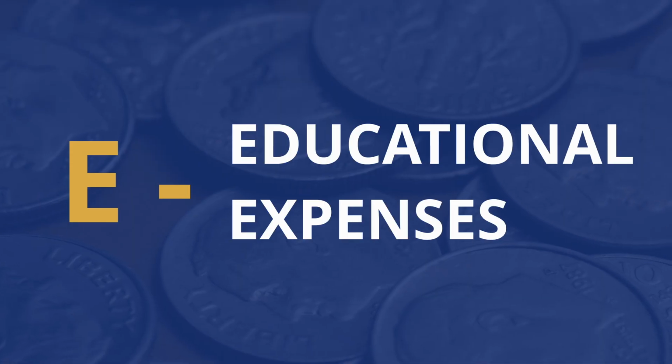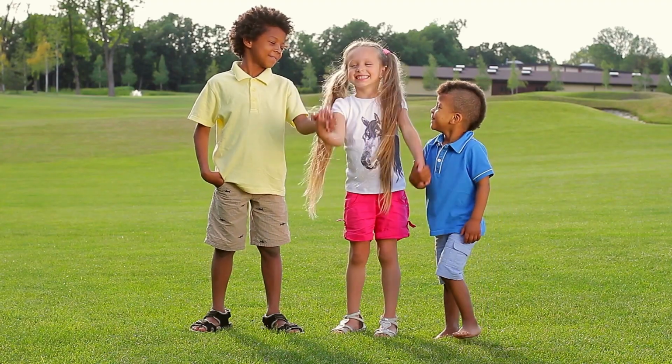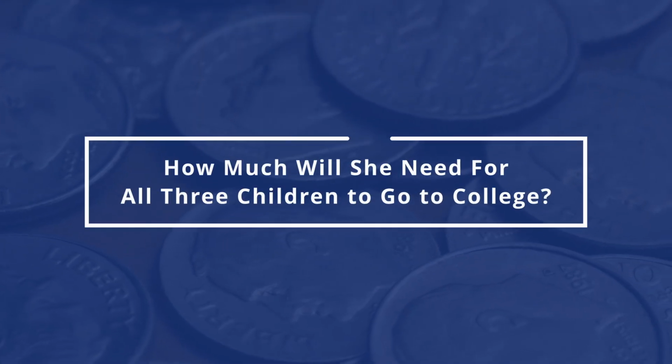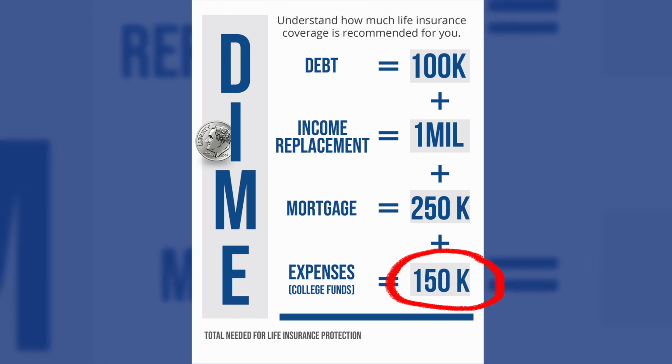Now, last but certainly not least is E, for educational expenses. Let's assume Mrs. Smith has 3 children, and all 3 she would like to pay for college, especially if something happens to Mr. Smith. Assuming that we're going to put $50,000 in each bucket, and let them tell you how much. But in this case, assuming it's $50,000, we know that $150,000 is going to need to go into this E bucket. And now you're ready to take all of those 4 numbers and add them together to show your prospect exactly how much they need.